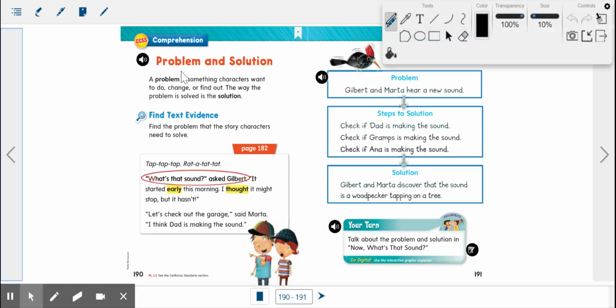Okay, we're going to talk about problem and solution. So, just to refresh, a problem is something characters want to do, change, or find out. The way the problem is solved is the solution. So, in the story that we just read, there was a problem.